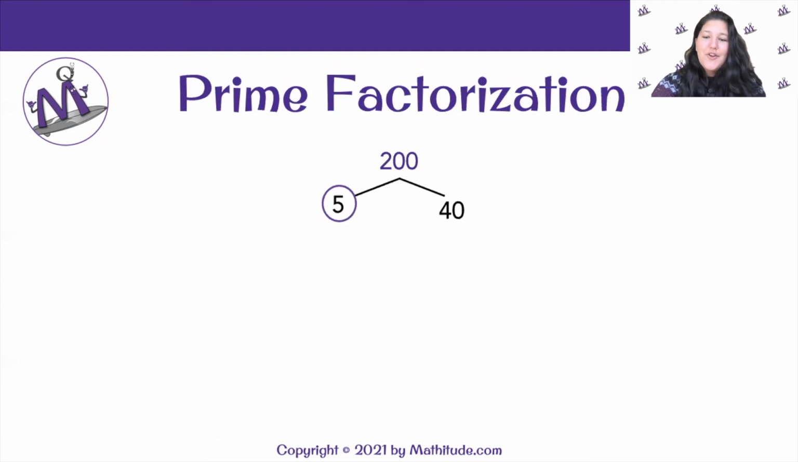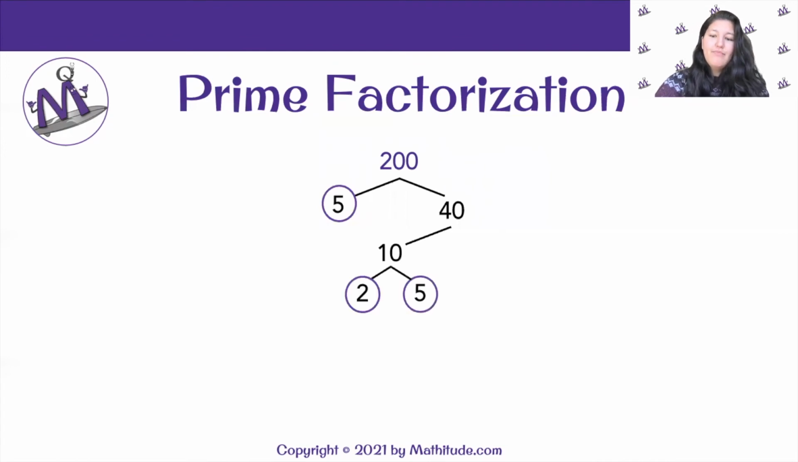Since 40 ends in a 0, we can divide it by 10. Let's factor that out. 10 isn't prime, and we can break it down further into 2 and 5, which are both prime. What was left when we divided 40 by 10? It was 4, which we can break down into 2 and 2, both prime.